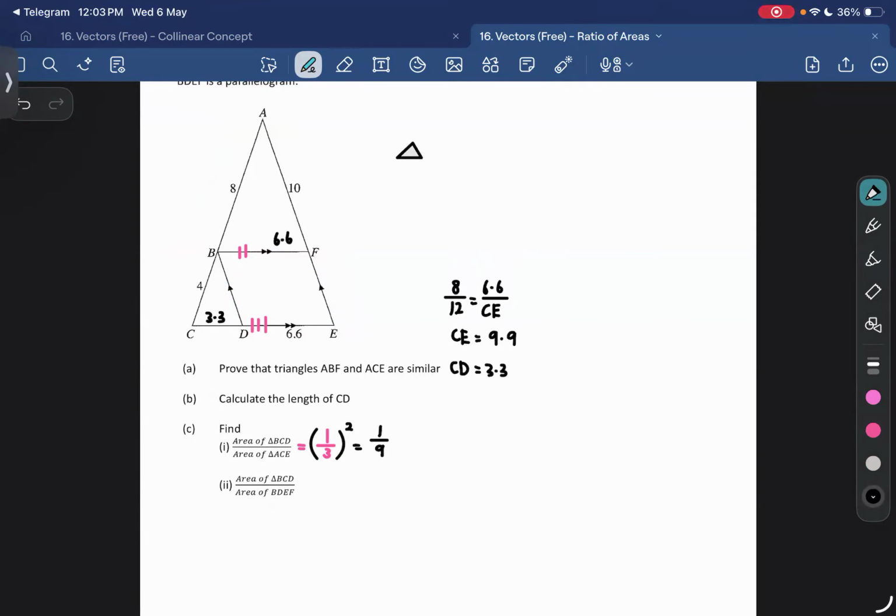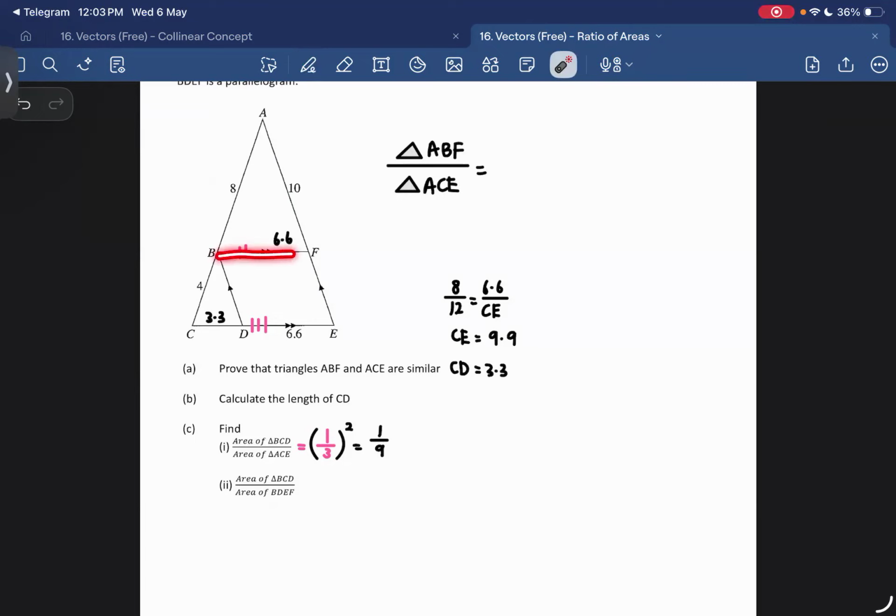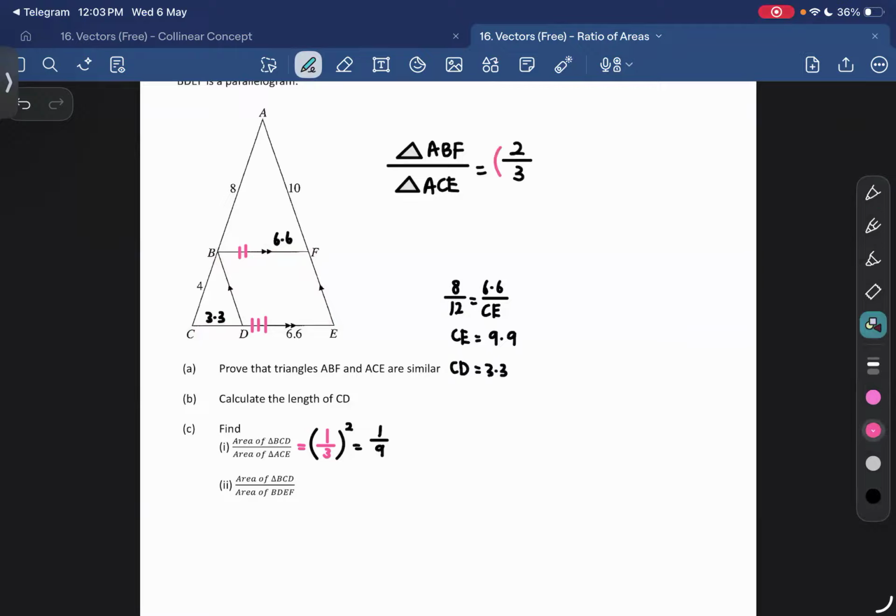So triangle ABF to triangle ACE. Are you confident that they are similar? Yes, right? So the ratio is 2 is to 3. So you have 2 over 3, but for similar triangles, what must you do? You go and square it. So it becomes 4 over 9. So what do we have?